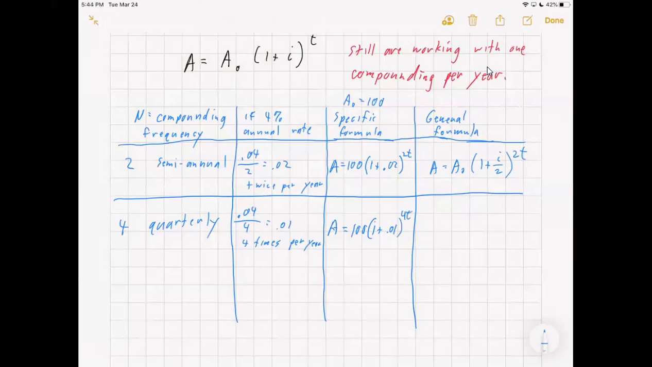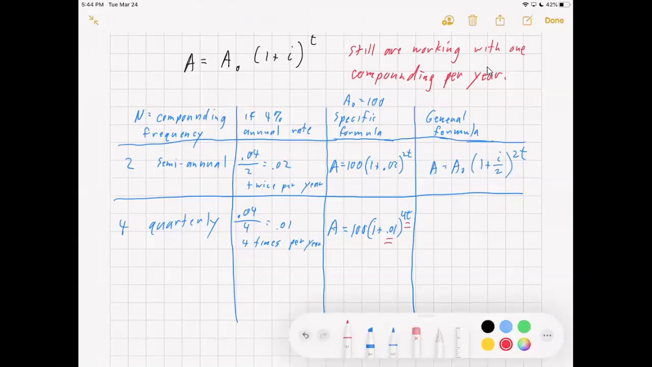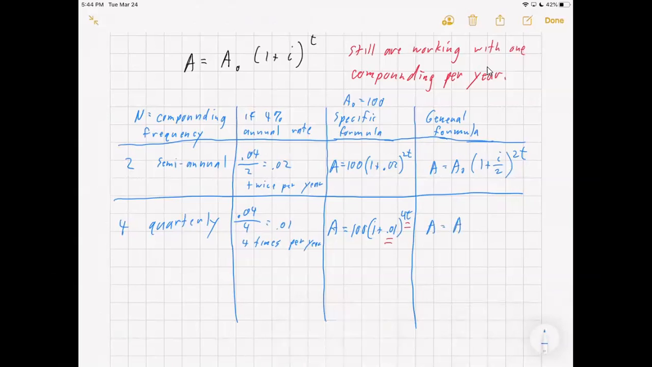By the time t equals 1, we had to compound 4 times. By the time t equals 2, we will compound 8 times, and so on. Let me just point out here, we're giving less interest, but we're doing it more frequently, and that turns out to give a little bit more interest over time. So let's go back to getting a general formula. This would be A equals A naught times 1 plus i over 4 to the 4t. All right, let's keep going.